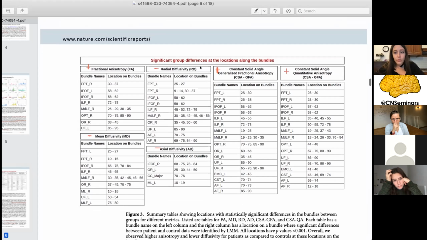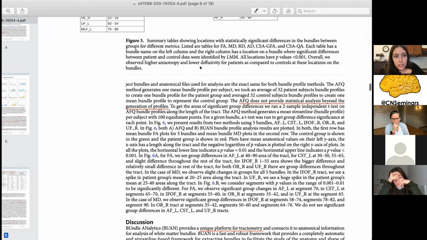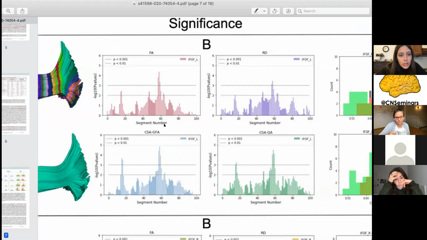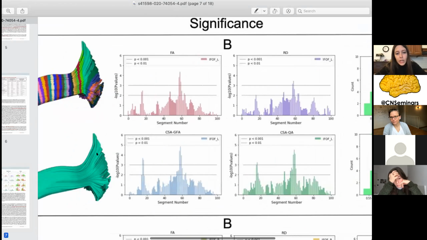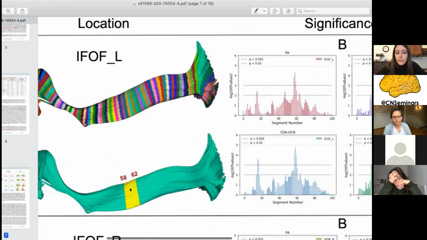This is the example of the inferior fronto-occipital fasciculus, and we can go through this. You see that they extracted the bundle, segmented it as before, and then here we have the plots of the differences between the two groups. For the fractional anisotropy, the two groups differ in this region, which would be, I don't know, 58 to 60. And then for the generalized fractional anisotropy, we have the same. So overall, the results say that we have some significant difference in the different measures in this range of nodes, in this area of the bundle.